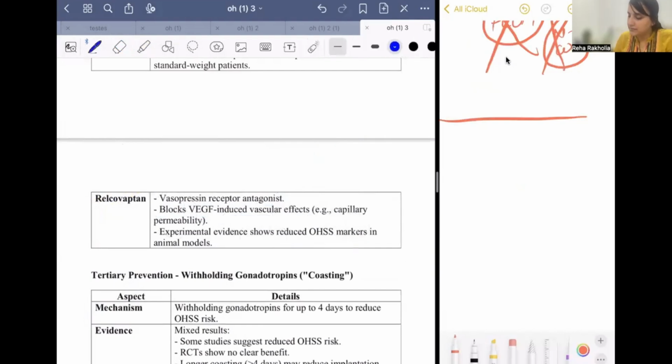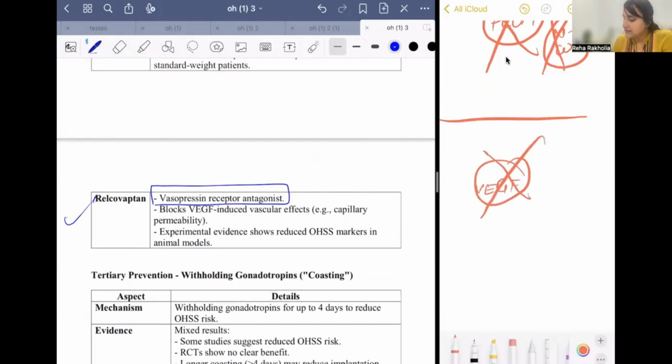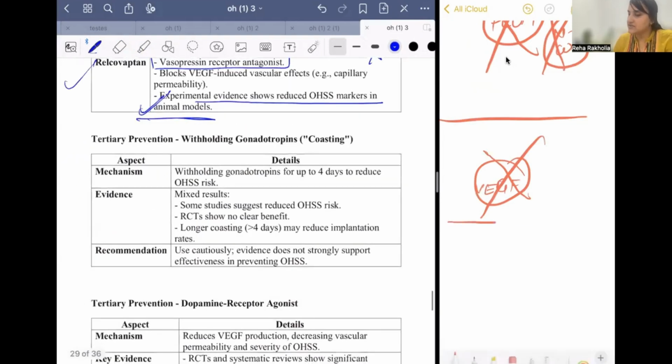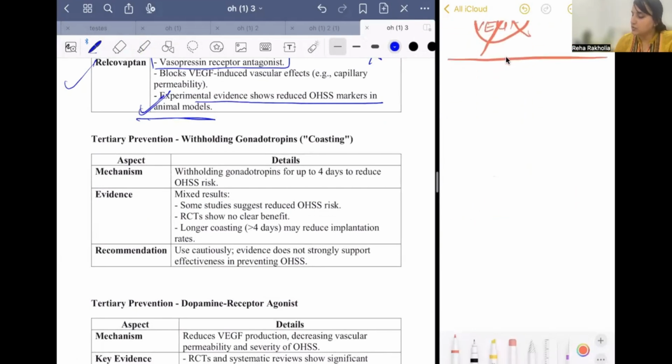Relcovaptan is a vasopressin receptor antagonist. It blocks VEGF induced vascular effects like capillary permeability, and experimental evidence shows reduced OHSS markers in animal models. It is in experimental stage right now. Now tertiary prevention, another approach is withholding gonadotropin, that is called coasting, and we'll talk about dopamine receptor agonist.